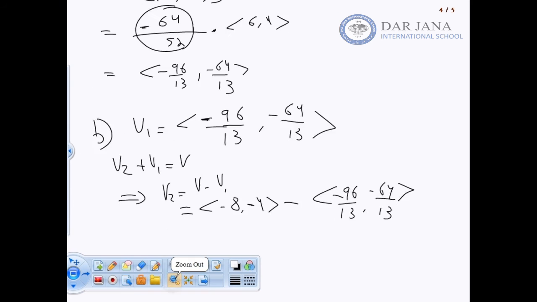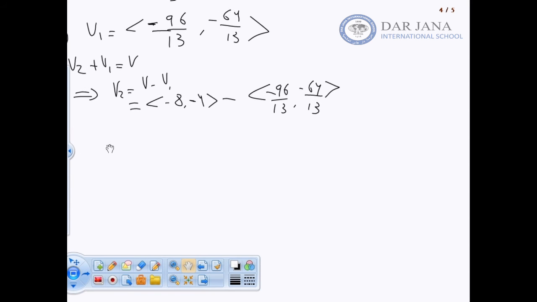Subtracting two vectors, V2 will be equal to negative 8 minus negative 96 over 13. So I'm taking my calculator and trying to do it in the calculator. The answer will be negative 8 over 13, and negative 4 minus negative 64 over 13, over 13.